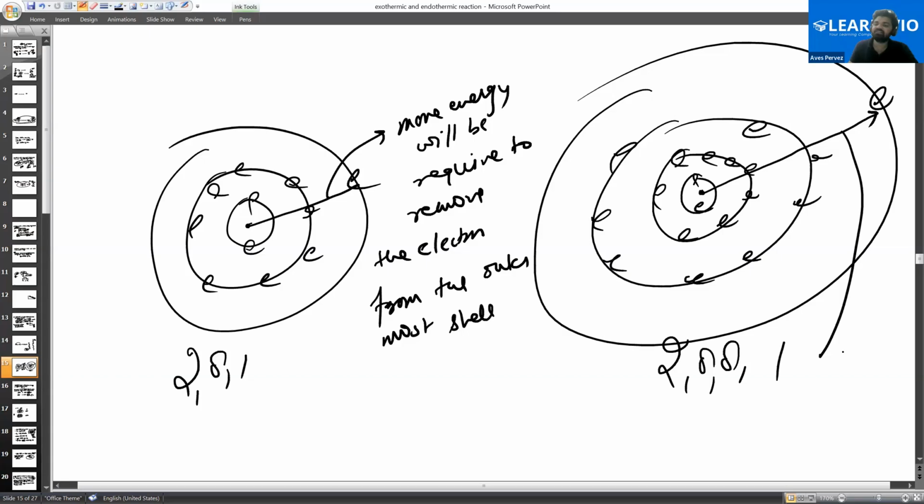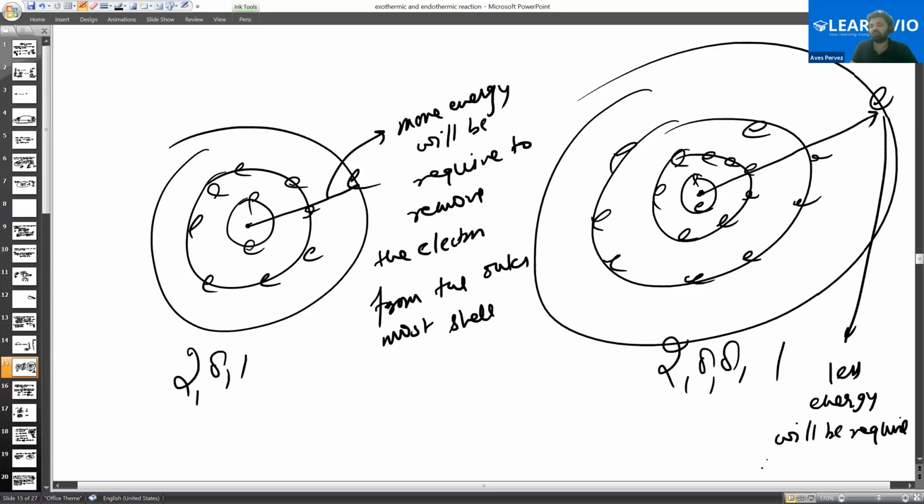And here less energy will be required. Less energy, because why? Because it is at a greater distance from the nucleus. It is far away. So the nucleus's hold on this electron is less. The nucleus is positively charged, the electron is negatively charged. The holding capacity of the nucleus on the outermost shell's electron is less because the distance between them is far. So less energy will be required to remove it.